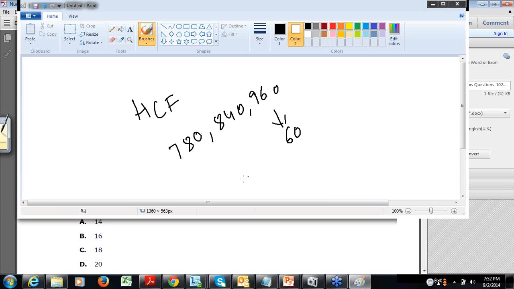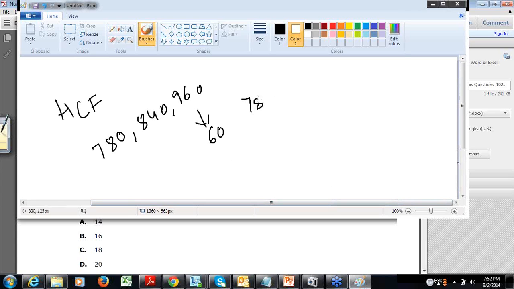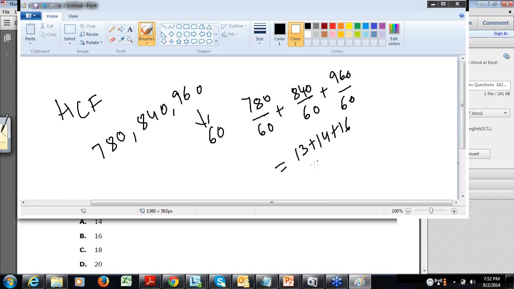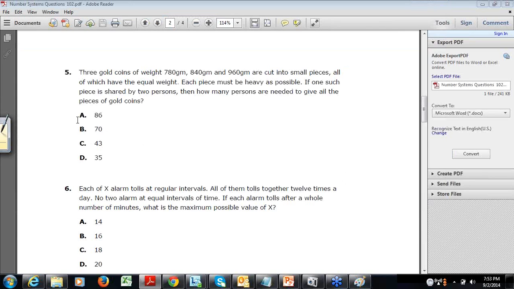HCF of these 3 numbers, 780, 840 and 960, will be 60. So the number of pieces required will be 780 upon 60 plus 840 upon 60 plus 960 upon 60, which is equal to 13 plus 14 plus 16, which is equal to 43. Now each has to be shared with 2 persons, so 43 into 2, 86. 86 will be the answer. So we'll go ahead and mark option number 1, 86.